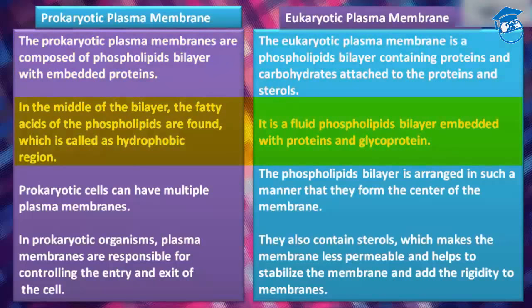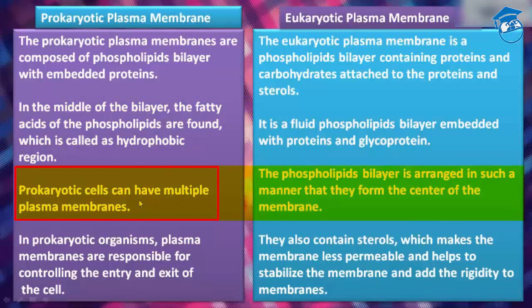Now another distinction is made on the basis of the fatty acids present in the phospholipid in the prokaryotic plasma membrane. In the middle of the bilayer, fatty acids of the phospholipid are found, which we call the hydrophobic region. It is a fluid phospholipid bilayer which is embedded with protein and glycoprotein. Prokaryotic cells have multiple plasma membranes. And the phospholipid bilayer in a eukaryotic cell is arranged in such a manner that it forms the center of the membrane. That means it has only one plasma membrane, unlike the prokaryotic plasma membrane, students.